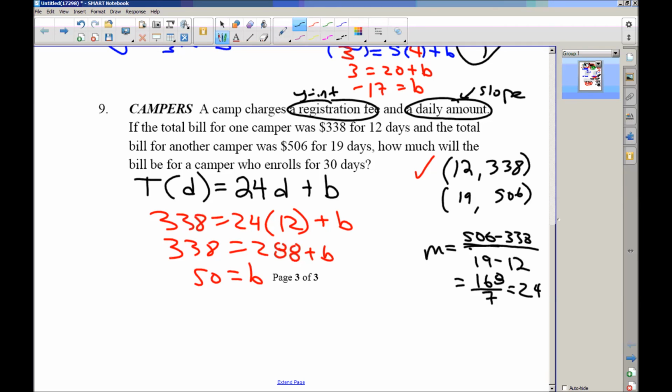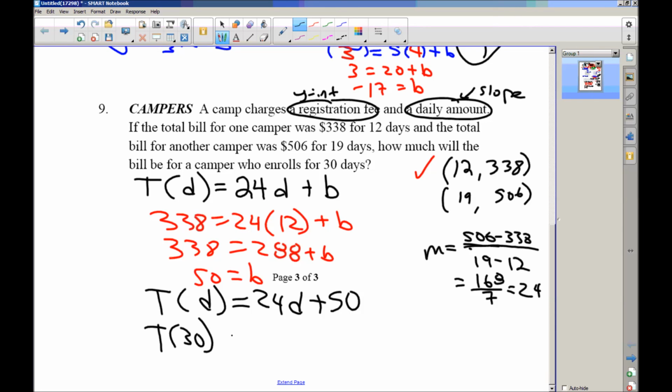So here's our final equation. The total amount we pay based on the number of input days is equal to 24 times the number of days plus the $50 registration fee. How much will the camper who enrolls for 30 days have to pay? So we say, all right, well, let's say they did 30 days. So that's 24 times 30 plus 50. And let's see what they paid. So 24 times 30 plus 50 will give me 770.